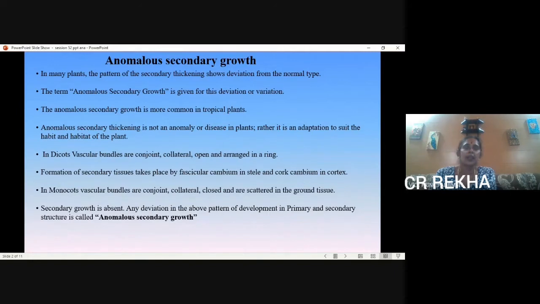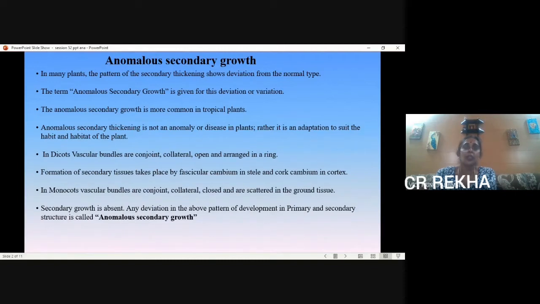In dicots, vascular bundles are conjoined, collateral, open and arranged in a ring. So open means the cambium is present and it is open for secondary growth. Formation of secondary tissues takes place by the fascicular cambium in the stellar region and the cork cambium in the cortex region. In monocots, vascular bundles are conjoined, collateral, closed, and they are scattered in the ground tissue.